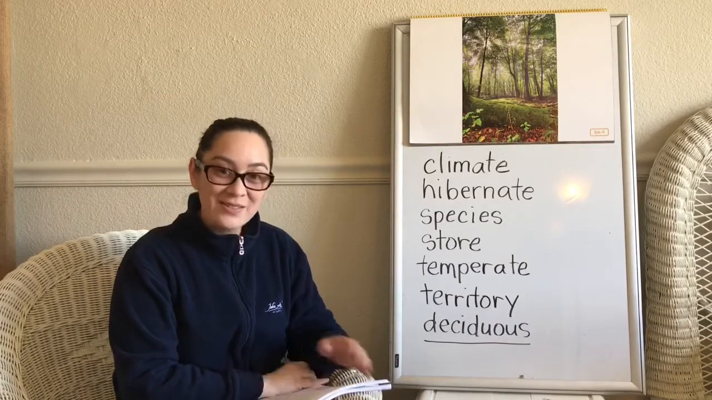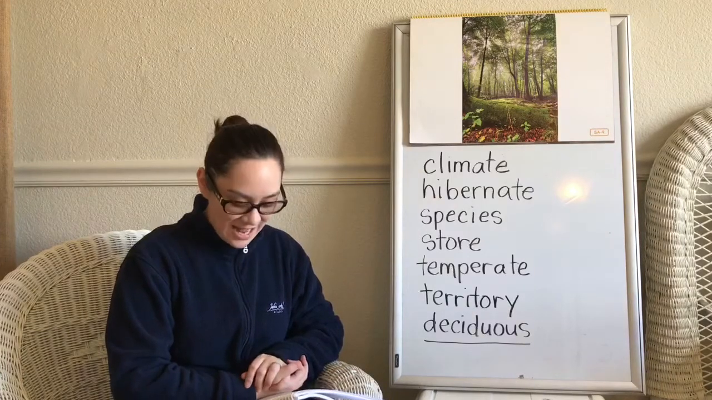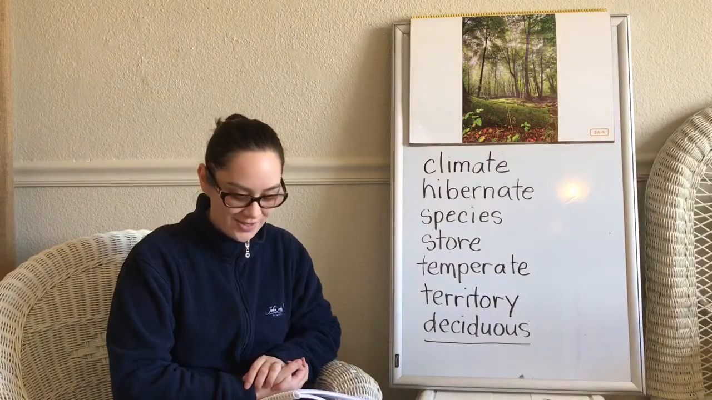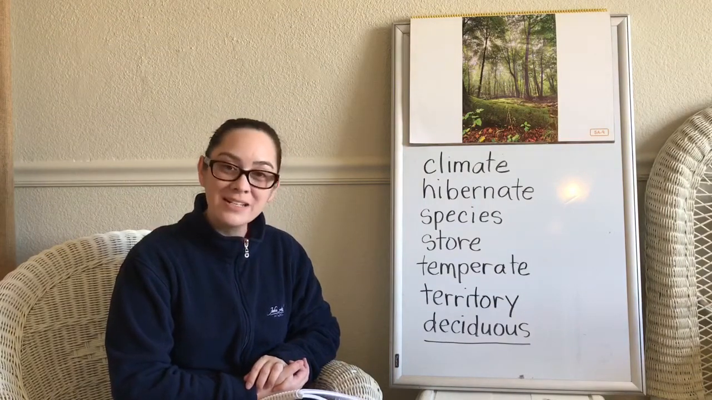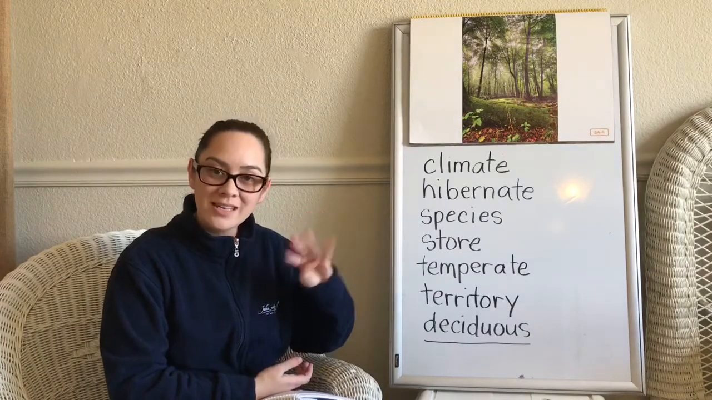Now we're going to take a look at some of the animals that live here. Great Smoky Mountains National Park is home to almost 400 different kinds of animals. Animals that live in the temperate deciduous forest are adapted to living in a habitat with 4 seasons.